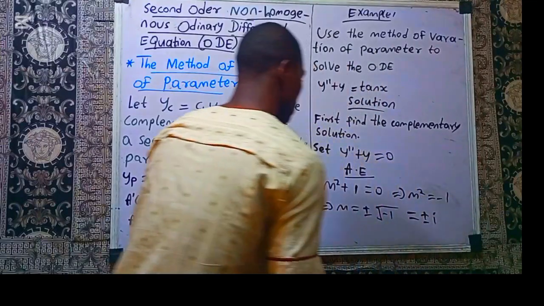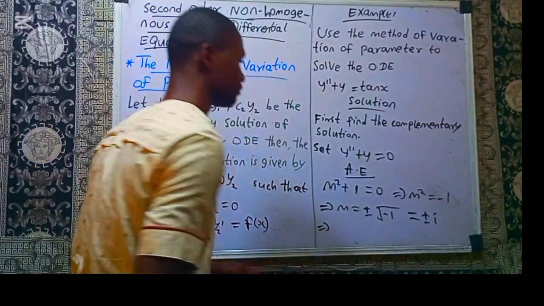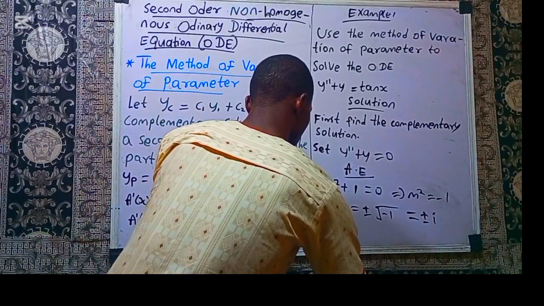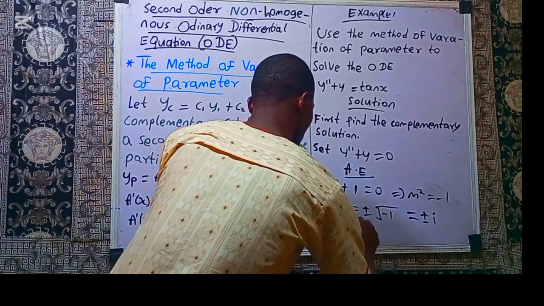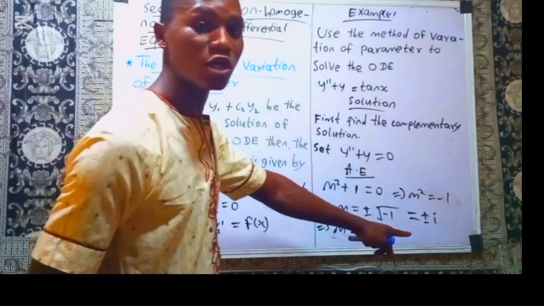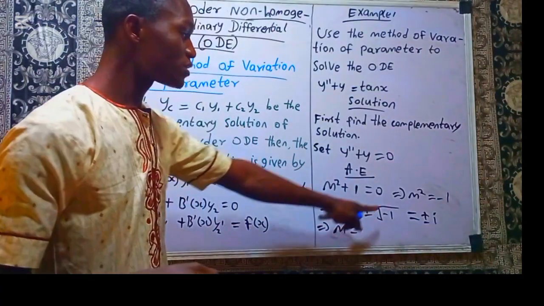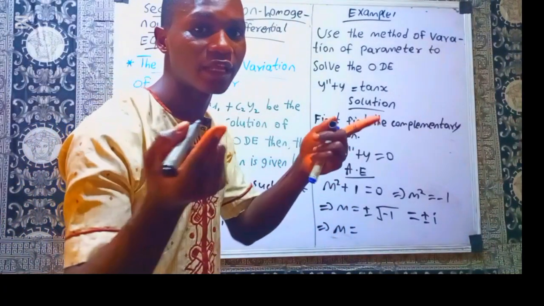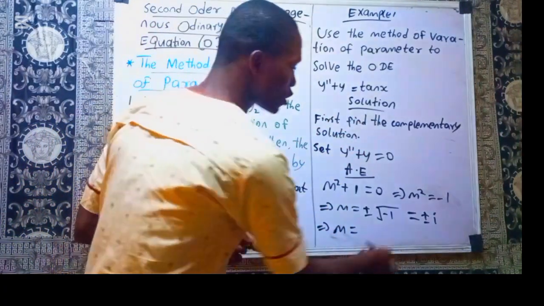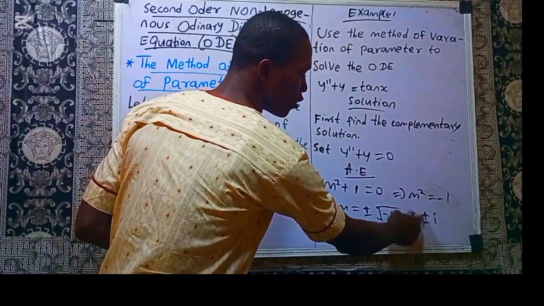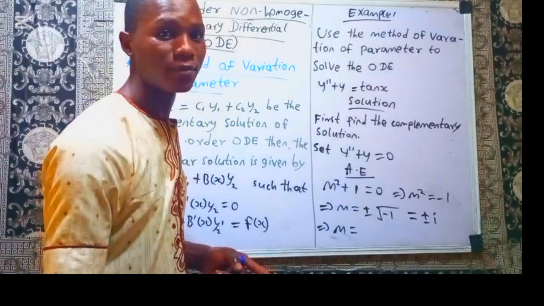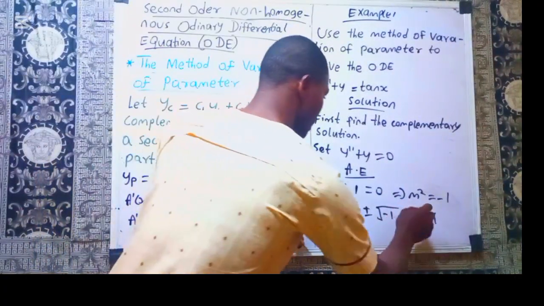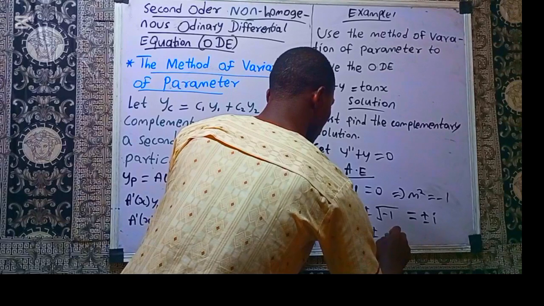So this implies that m equals, because what I got is a complex number, I will try to write it in terms of its real part and the imaginary part. Because I don't have a number before the i, it means that the real part is just 0. So this is 0 plus or minus what? i.